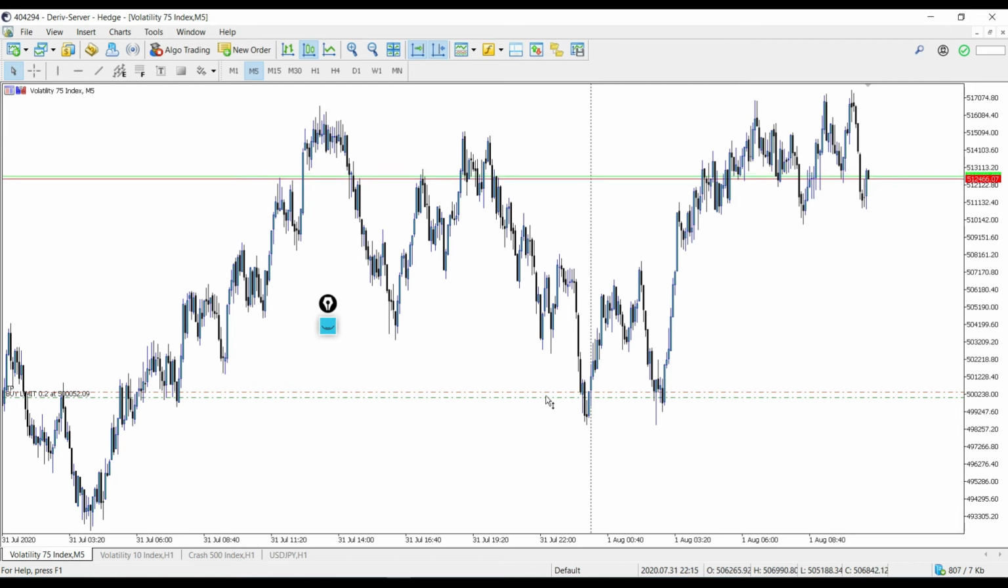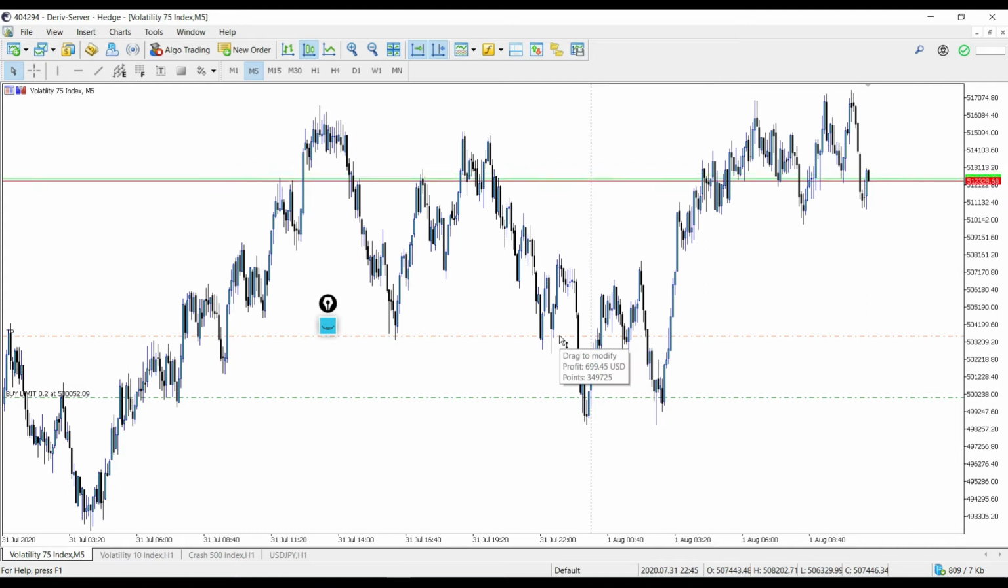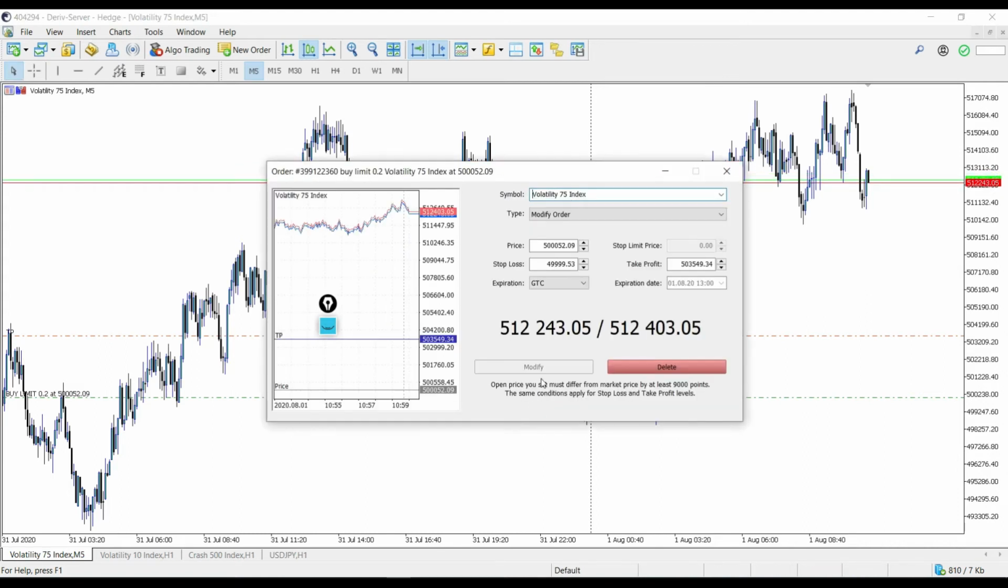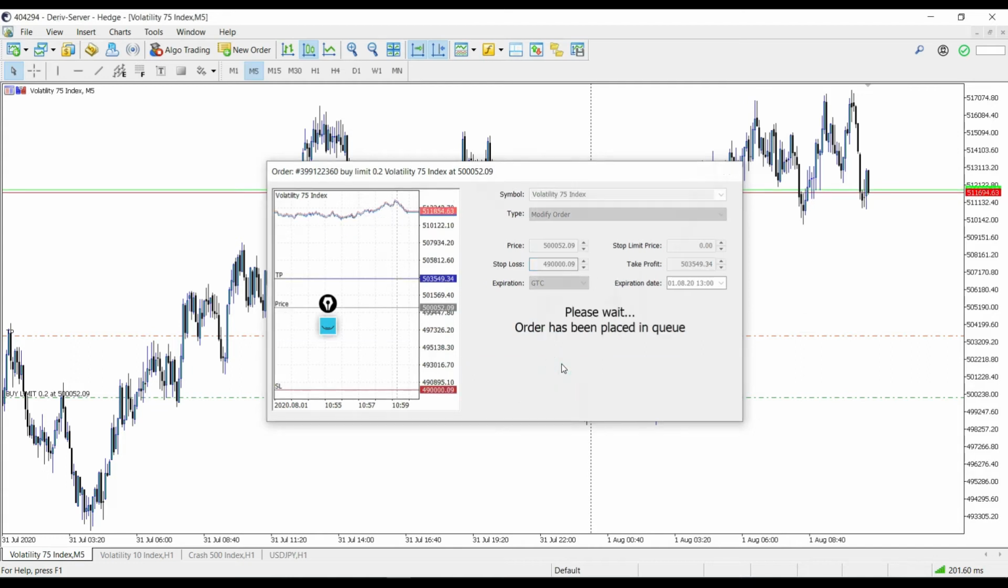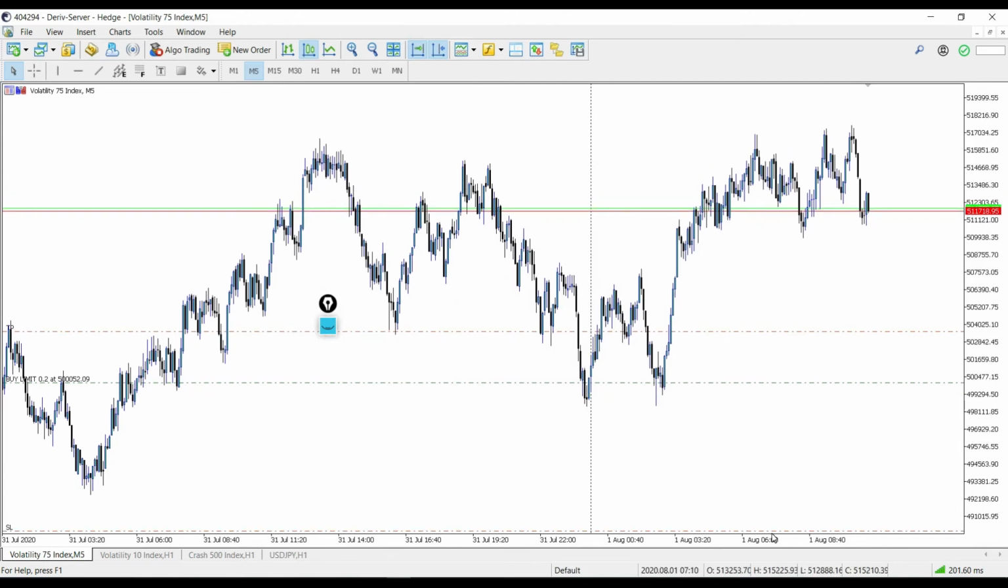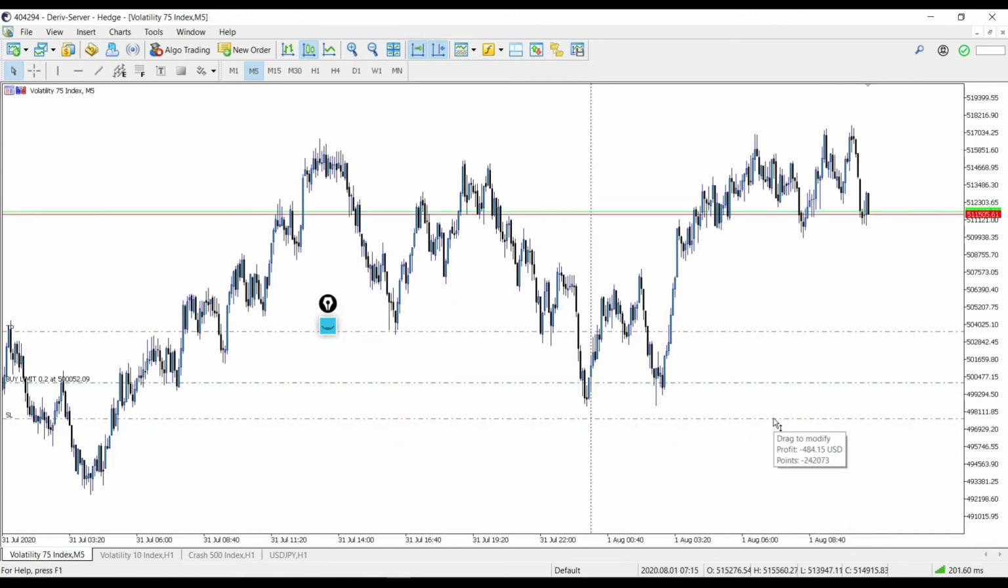So right here, you can see my take profit. I don't know where's my stop loss. It must have really gone far. Okay, let me remodify my stop loss, right? Yo, guys, I don't know what's happening with my stop loss. There it is. So far, I don't know why, but there.